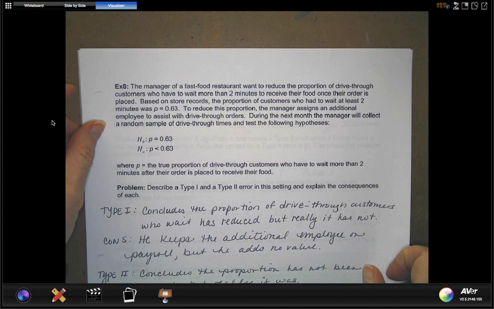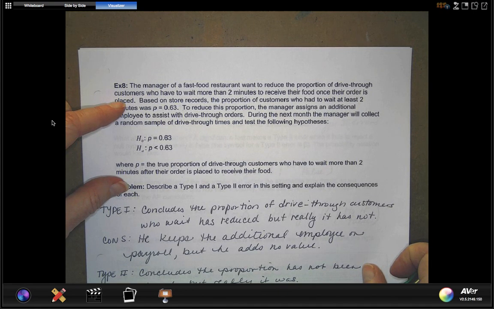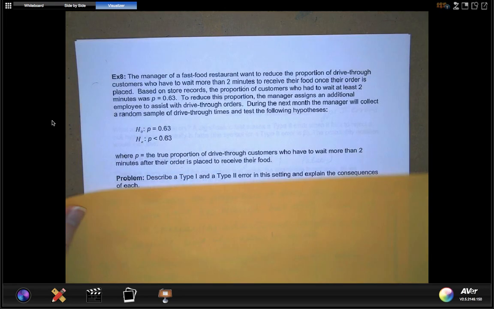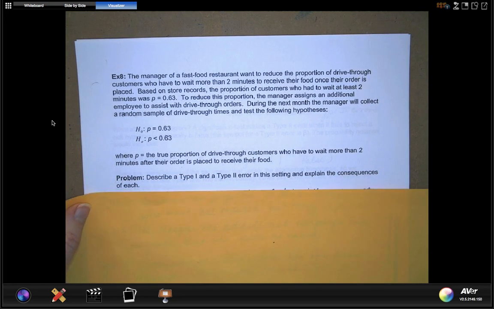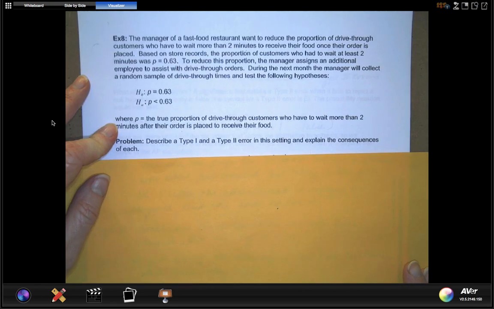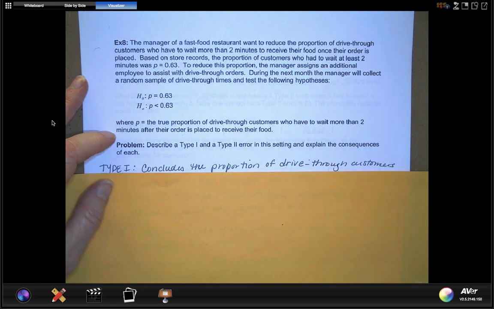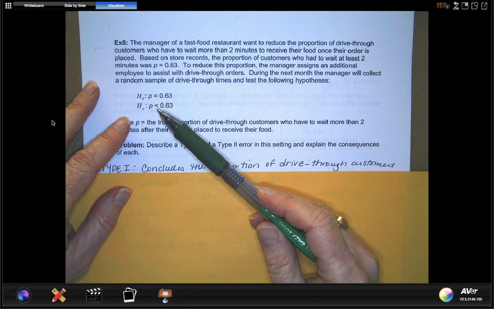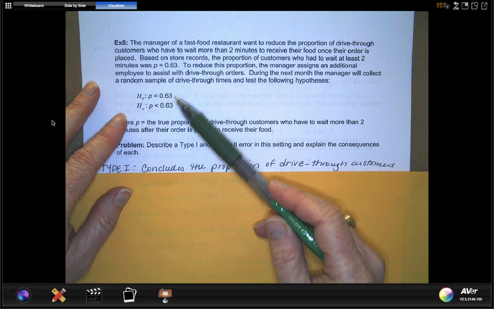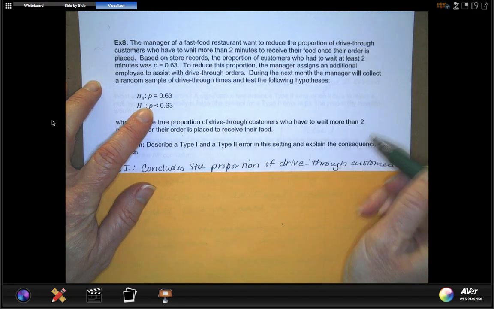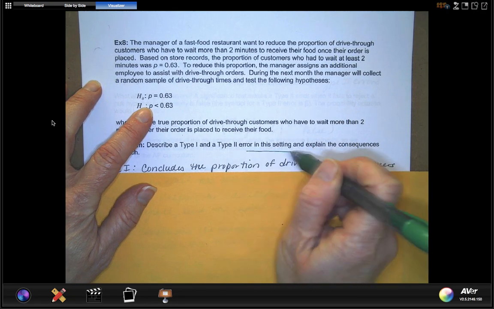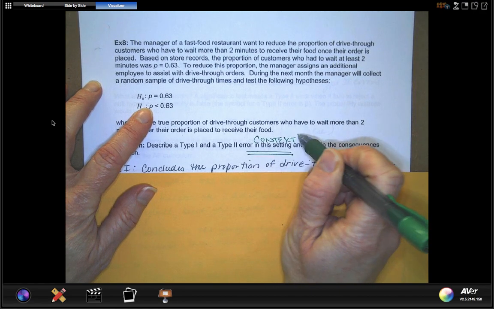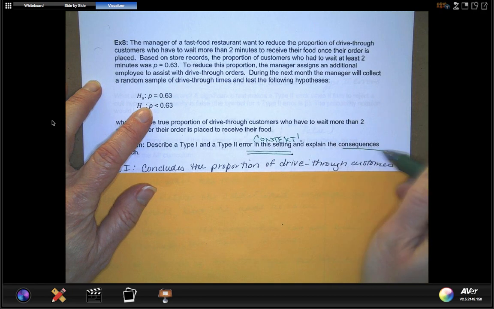As before, pause the video, read about our fast food problem, and then we will discuss our type 1 and type 2 errors. All right. So in a type 1, I'm rejecting H0, but I shouldn't have. So if I reject H0, I'm actually going to conclude HA. It says describe the error in this setting. So there's your context. Don't just say reject H0 but it's true, and explain the consequences.